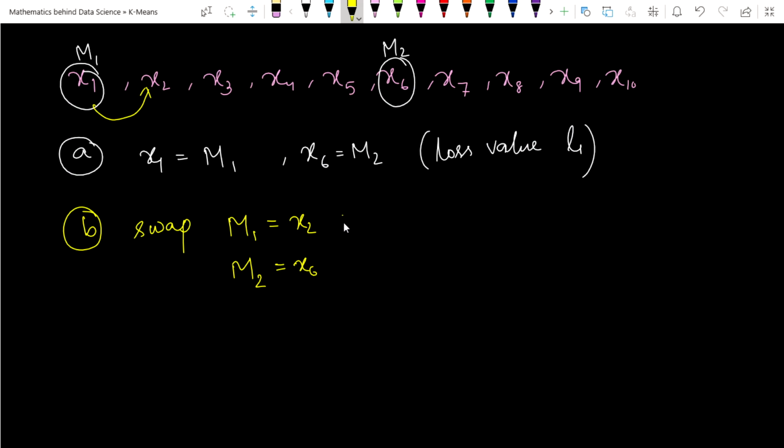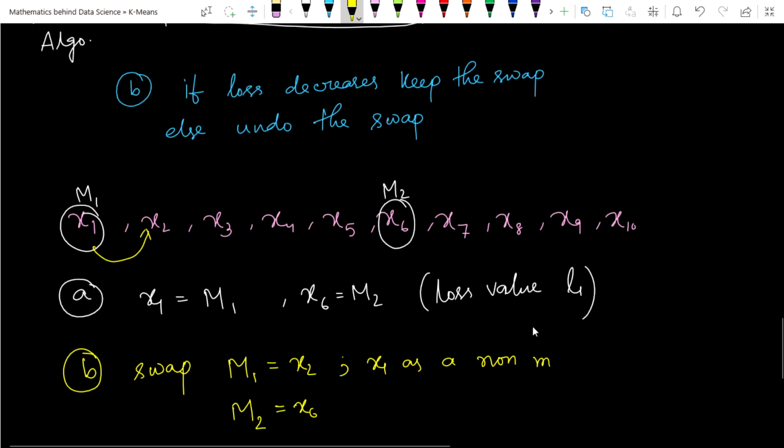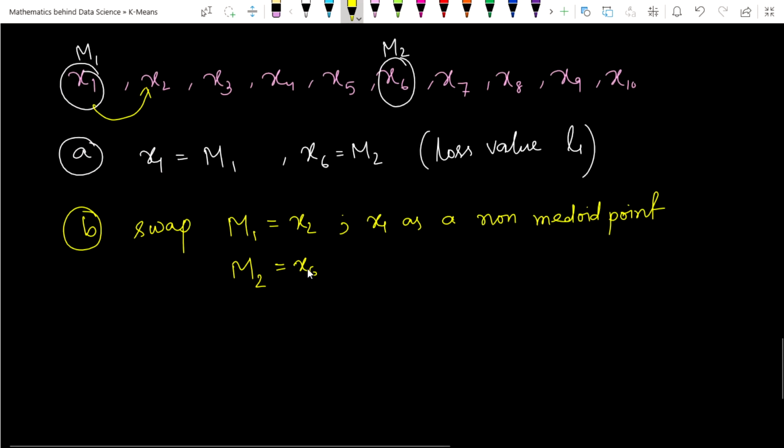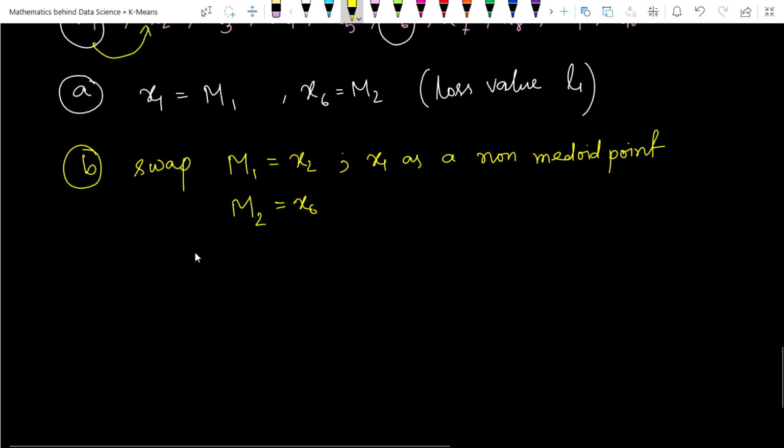Now we'll sample x1 as a non-Medoid point, and x6 remains the same. If you're interested then we can do it, but let's say we keep it the same. Okay, now we'll compute the loss.